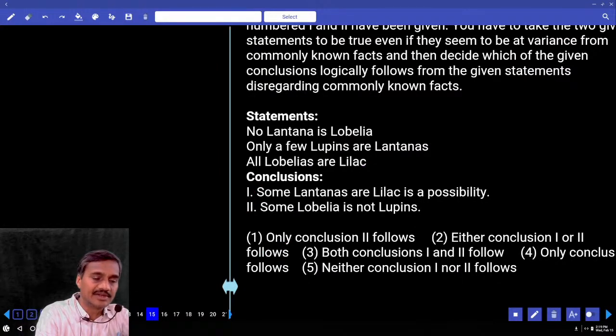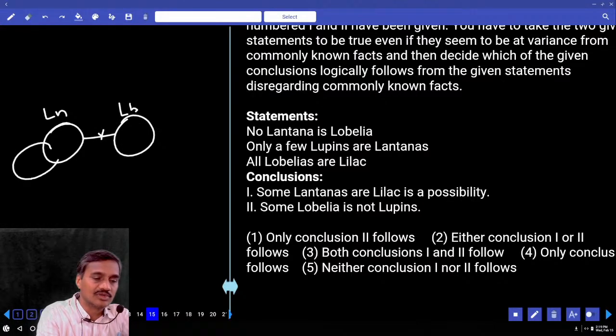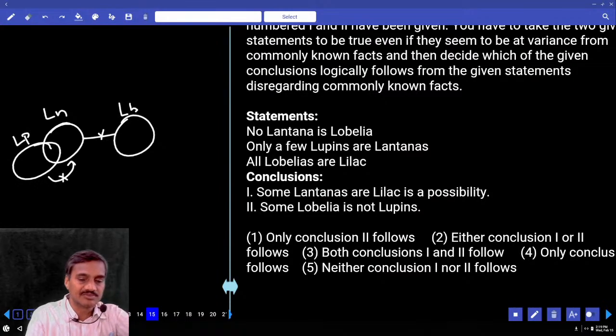No lanterna is lobella. Next one, only a few lupins are lanternas, only some lupins, but not all. And all lobelas are lilac.